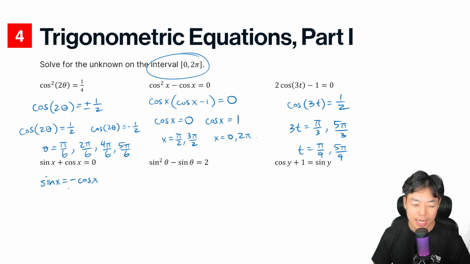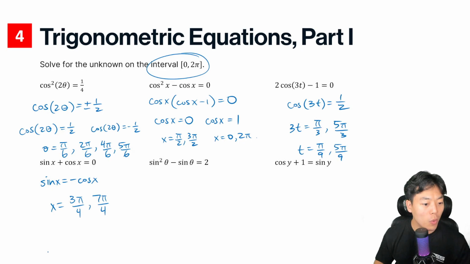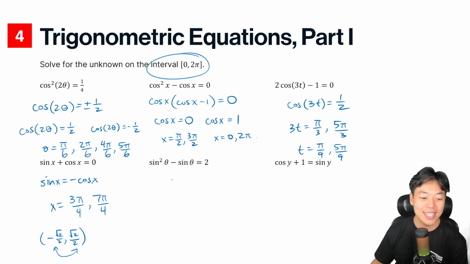Think about it for a second, and you may quickly realize that those values are 3 pi over 4 and 7 pi over 4. Because at 3 pi over 4, what do we have? We have negative radical 2 over 2, comma, radical 2 over 2. Notice how negative x value equals the sine value. Same idea for 7 pi over 4, except these will be flipped. Very neat problem here.